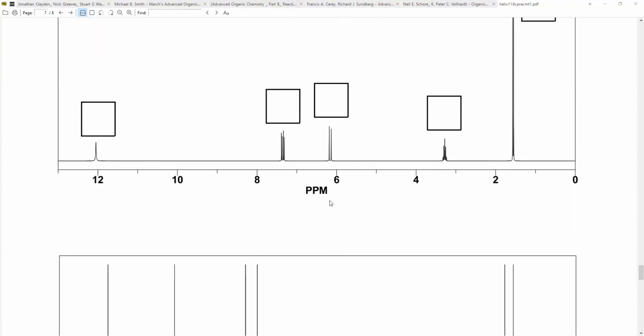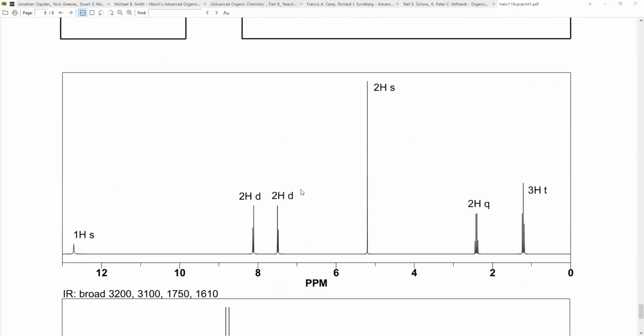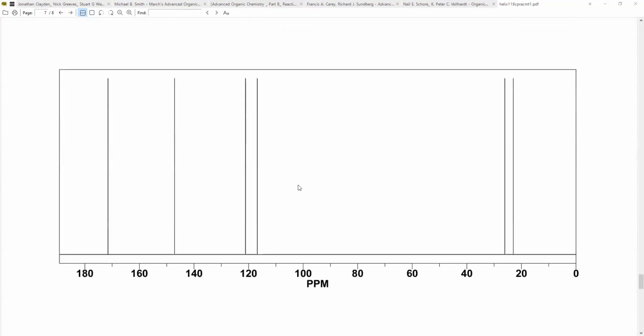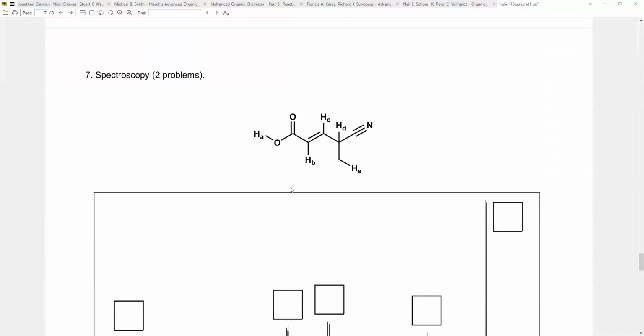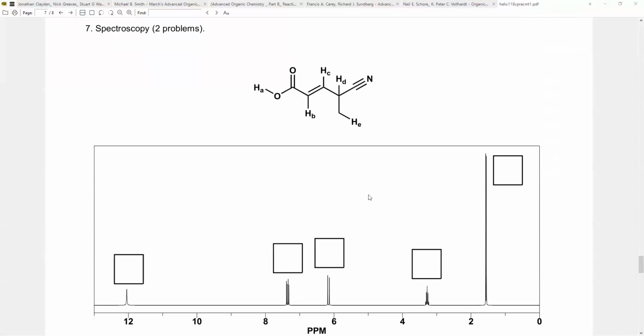Cool. Spectroscopy. I wasn't sure if it was going to be matching or an actual spec question, so we'll do both. The matching questions, I hope it's this, because you can do these in less than a minute. And I really do mean less than a minute.